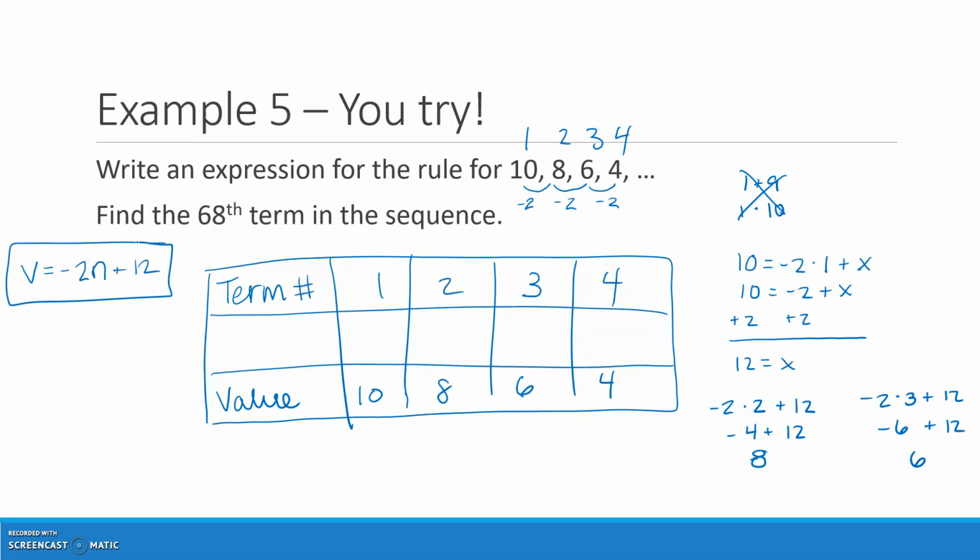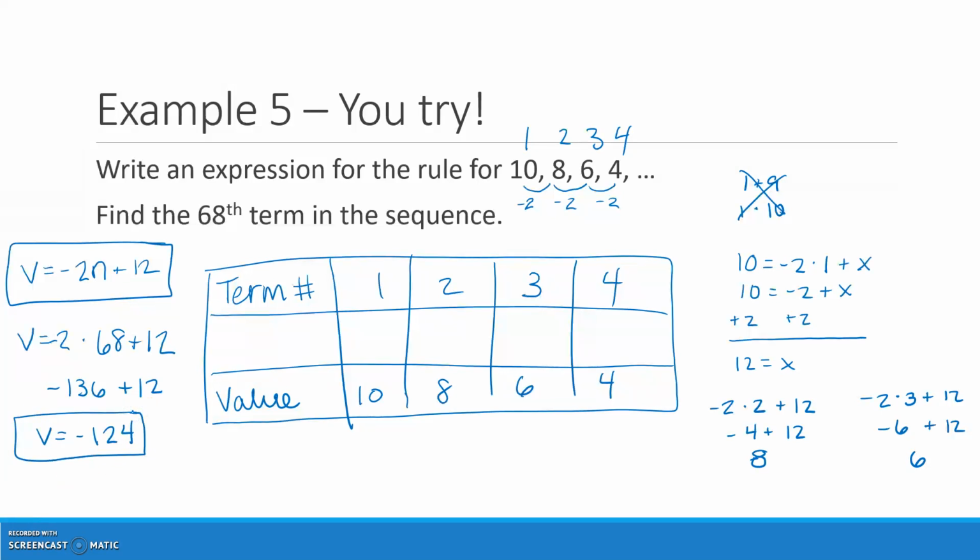And then it says find the 68th term. So I'm going to say v equals negative 2 times 68 plus 12. Well, if I do negative 68 times 2, I should get negative 136, and then plus 12 is going to give me, if I do negative 136 and then plus 12, I should get v equals negative 124.